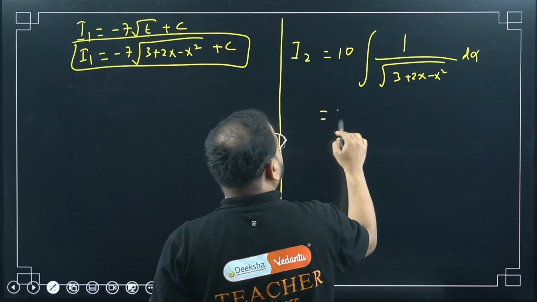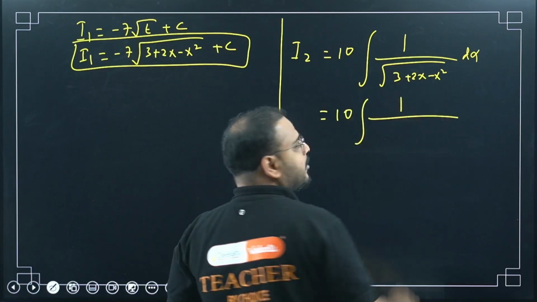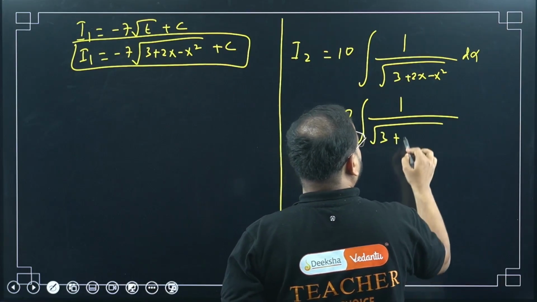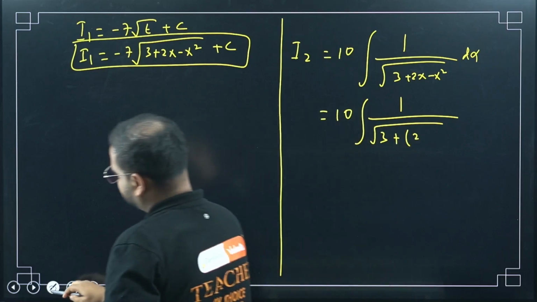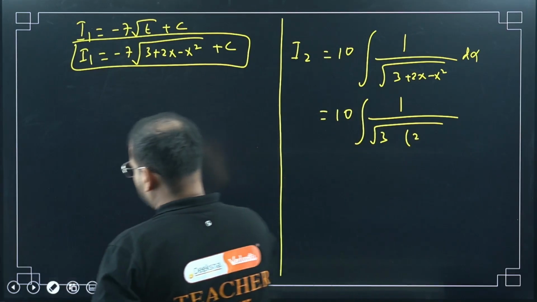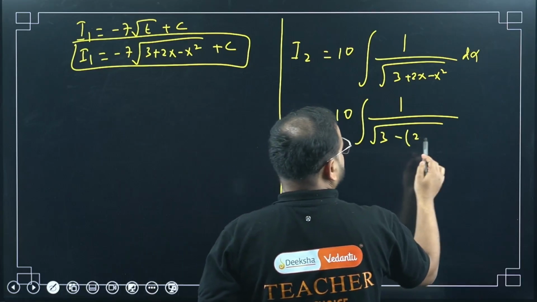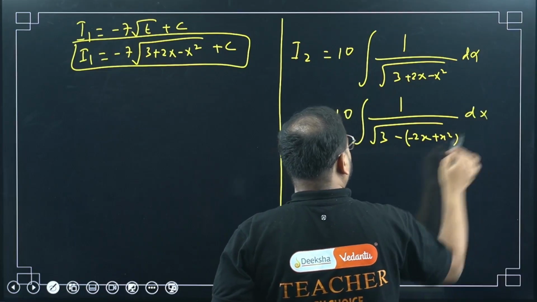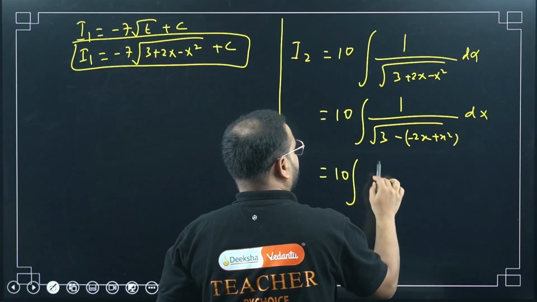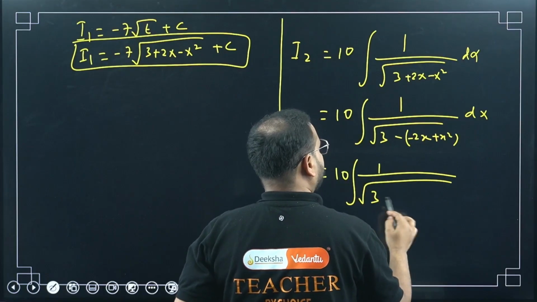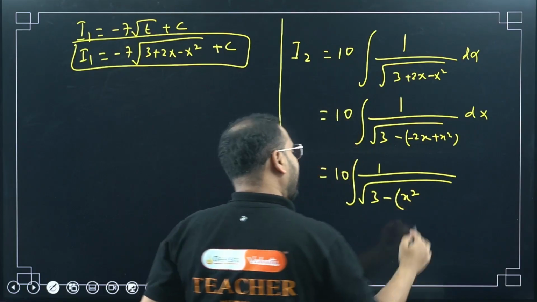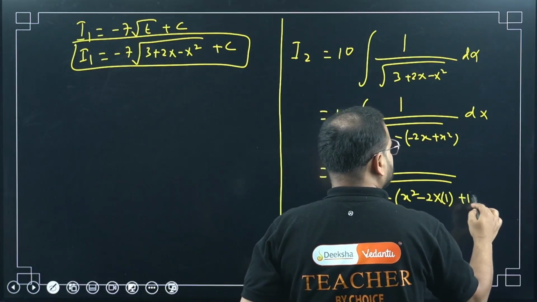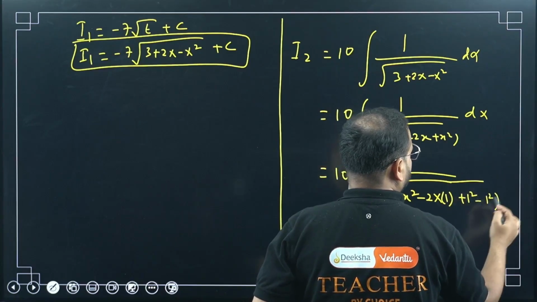Please check. 10 times of, I have to make a perfect square, sir. Why? To make use of any of the formulas. This will become 3 plus, I'll take a minus sign common here to make x square positive. It will become minus 2x plus x square, dx. Now check this. 10 times of 1 upon 3 minus, I have x square, I have minus 2x also. So what is missing? Only 1 is missing. So add plus 1 square and subtract also minus 1 square.